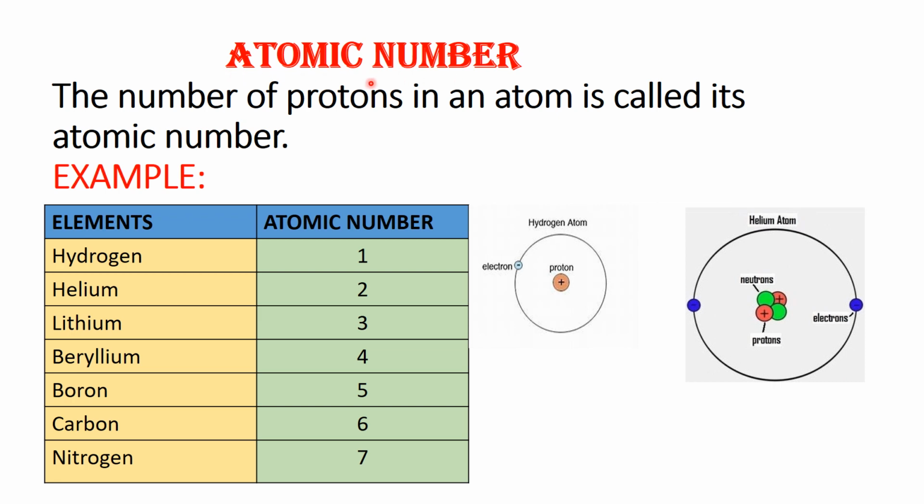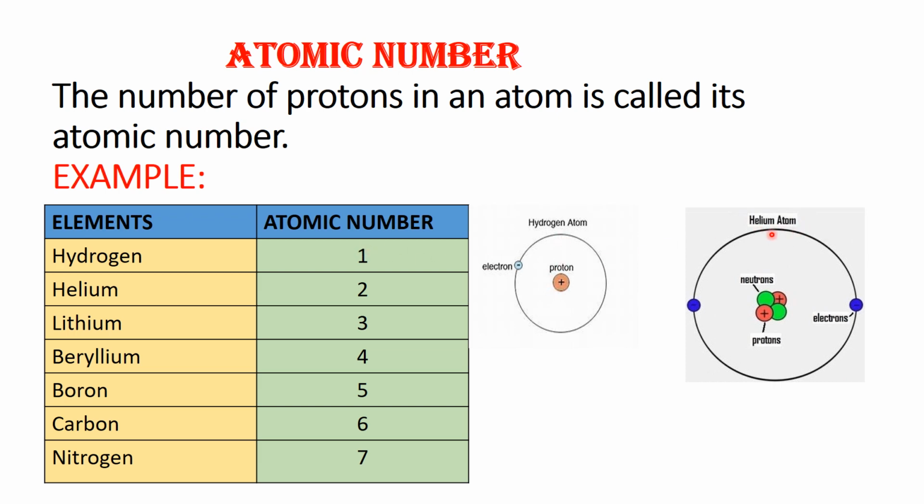Atomic number. The number of protons in an atom is called its atomic number. Students, we already know what protons are. The positively charged particles in the nucleus of an atom are called the protons. The number of protons in an atom is called the atomic number. The hydrogen atom contains one proton, so the atomic number of hydrogen atom is 1.